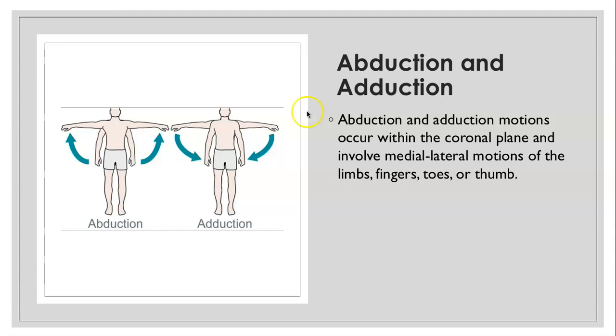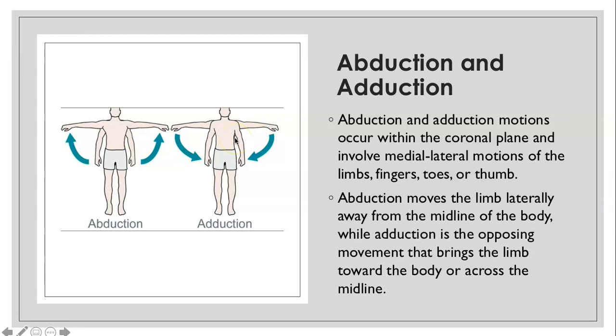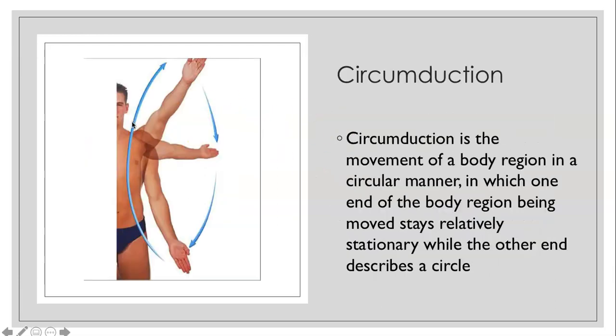So if you take a look, this guy right here is just moving his arms up and down, right on that coronal plane. Abduction moves the limb laterally away from the midline of the body, while adduction is the opposing movement that brings the limb toward the body or across the midline. And so we can do that with our fingers, we can do that with our toes, and we can also do that with our thumb. But this is just showing the entire limbs.